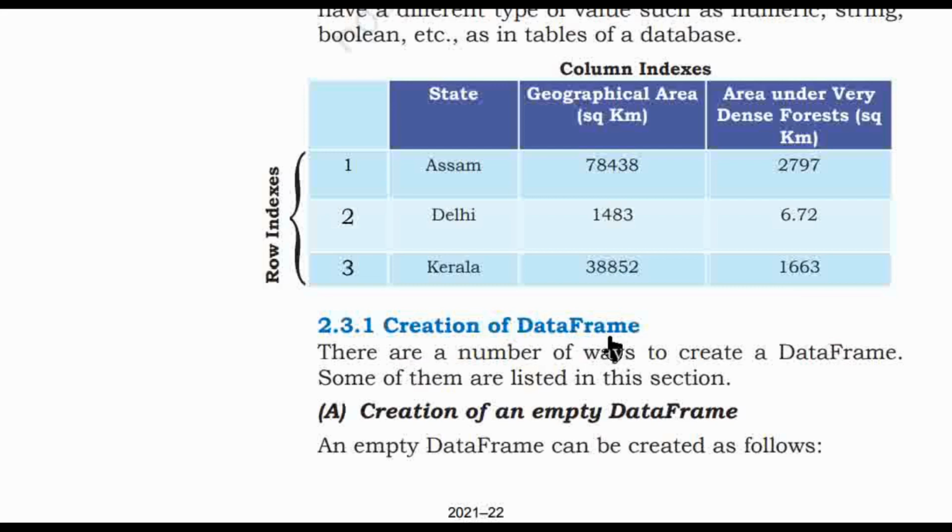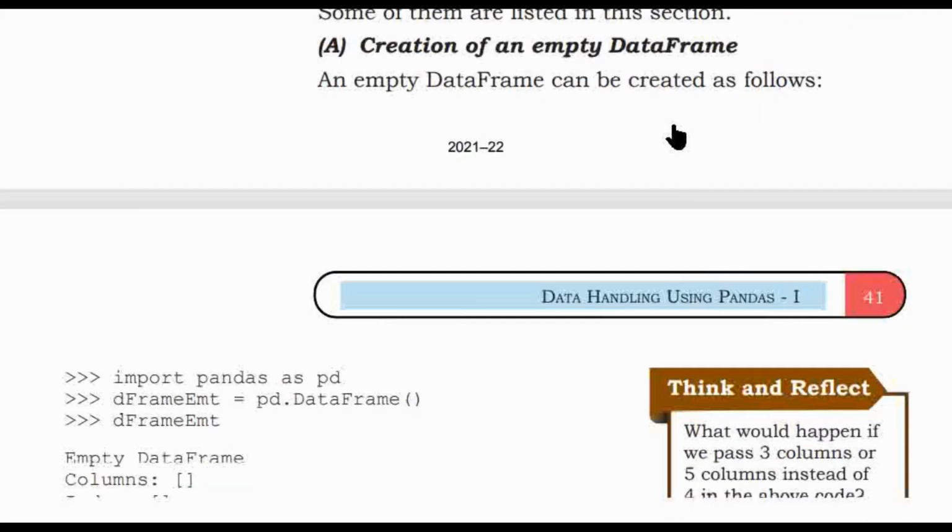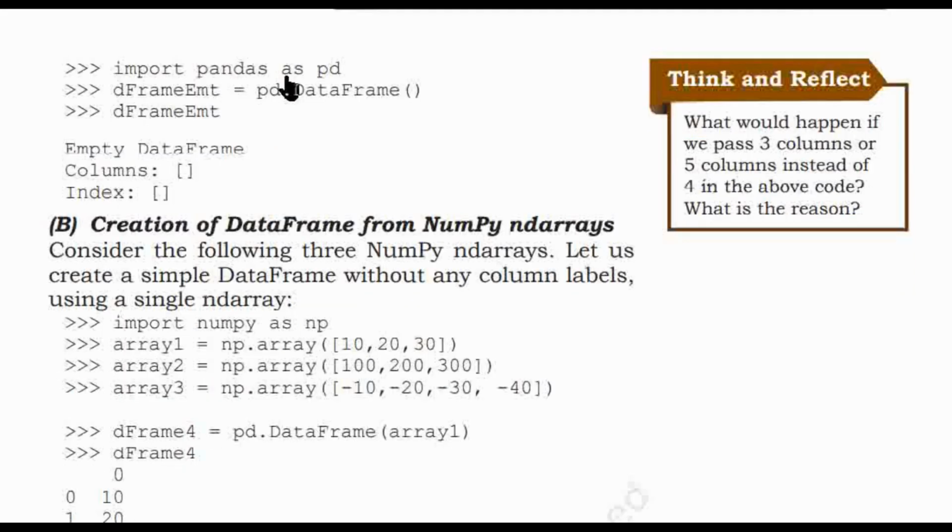Creation of a DataFrame. There are a number of ways to create a DataFrame. Some of them are listed in this section. Creation of an empty DataFrame. An empty DataFrame can be created as follows. import pandas as pd, dFrameEmt = pd.DataFrame(), dFrameEmt, empty DataFrame, columns, index. Think and reflect. What would happen if we pass 3 columns or 5 columns instead of 4 in the above code? What is the reason?